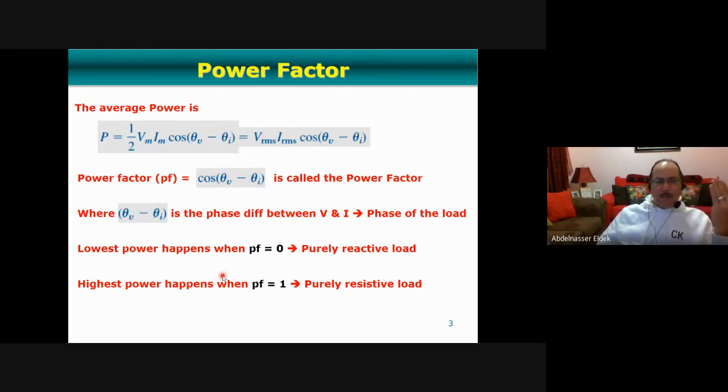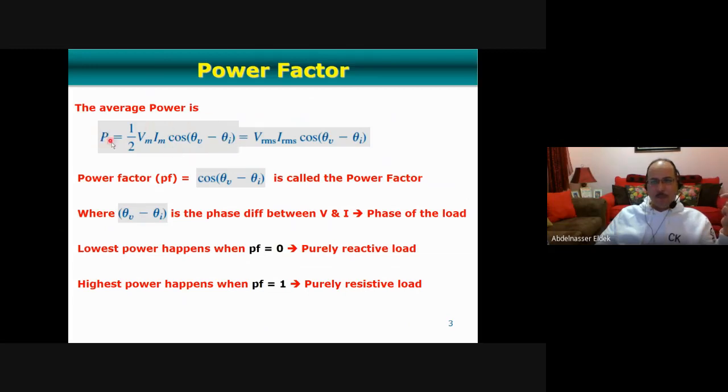What is a power factor? So the higher the power factor, this means the higher the absorbed power, which is good. It is related to this part here. This is what we call the power factor.